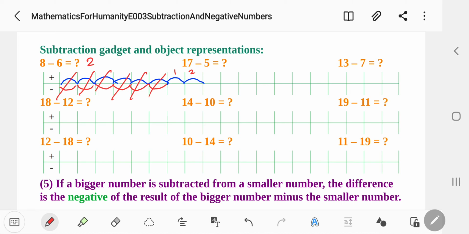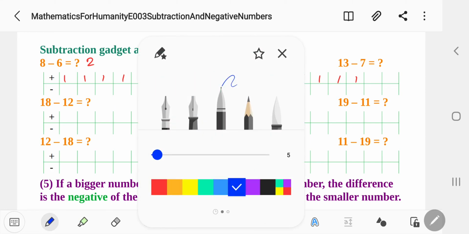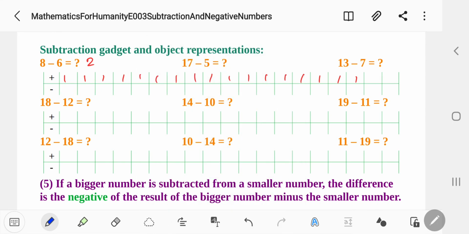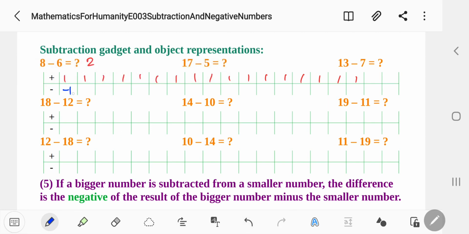How about 17 minus 5? This one here. Let's do it. 17 minus 5. You can also write this as 17 up here. You can write 1, 2, 3, 4, 5, 6, 7, 8, 9, 10, 11, 12, 13, 14, 15, 16, 17. And then below you have the minus number. You have minus 1, 5 minus 1s.